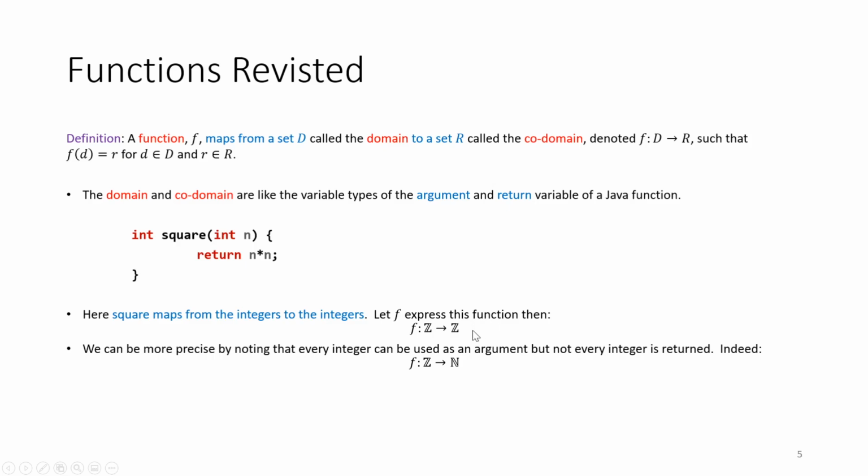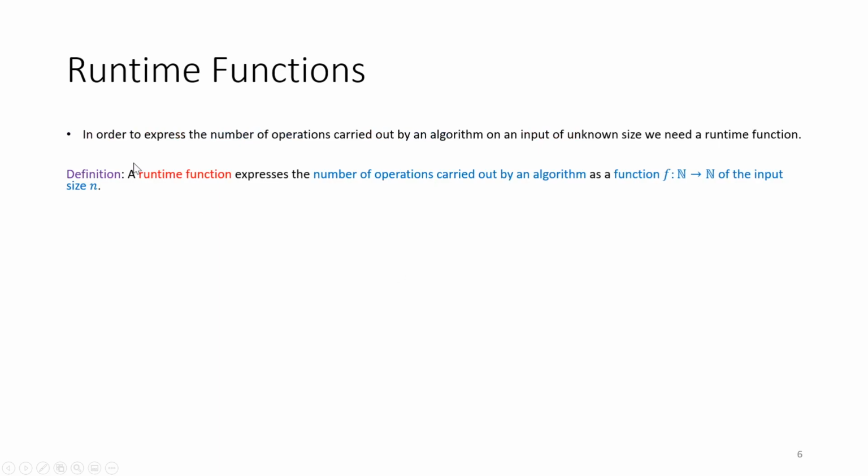Just another way to apply this notation to reflect on the type of functions that we might encounter. Now, why are we introducing functions here? Because we want functions to stand in for expressions of the runtime of an algorithm, which we'll usually call runtime functions. Those functions, again, are going to map from one domain to another. The functions that we're interested in, we usually call runtime functions. At least the way I'm going to characterize them right now is as functions from natural numbers to natural numbers.